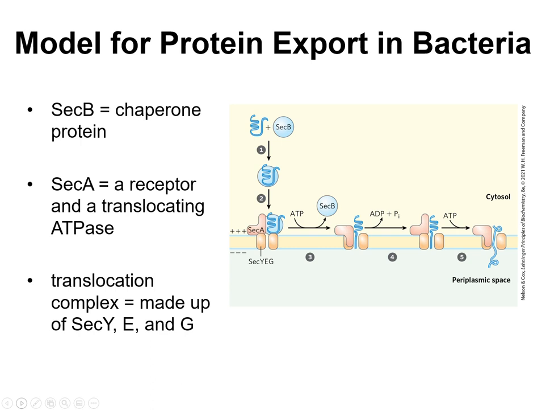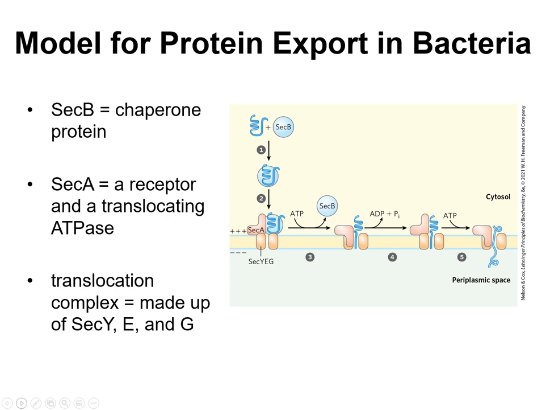So this is a model for protein export in bacteria. We've got the Sec proteins, SecB and SecA. SecB is a chaperone protein, and it will bind a protein that needs to be exported. It will take that protein and escort it to SecA, which is a receptor, and it's also a translocating ATPase. So it hydrolyzes ATP, and in doing so, it allows the translocation of a protein from the cytosol to the periplasm.